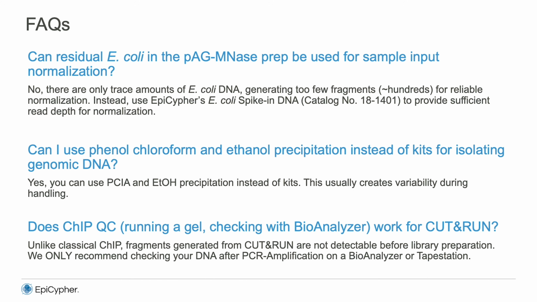In ChIP protocols, it is common practice to analyze isolated ChIP DNA using agarose gel or capillary electrophoresis to assess fragment size distribution prior to library preparation. However, this is not recommended for CUT&RUN, since the amount of DNA is likely to be below the sensitivity of detection for these approaches. Instead, we recommend checking your DNA on a Bioanalyzer or TapeStation after library preparation.